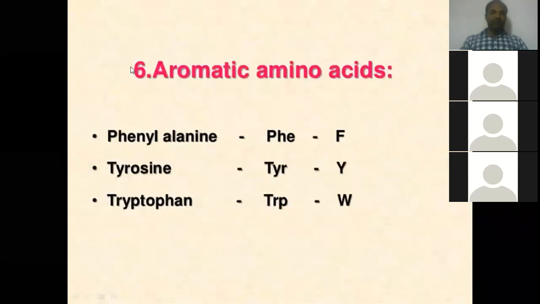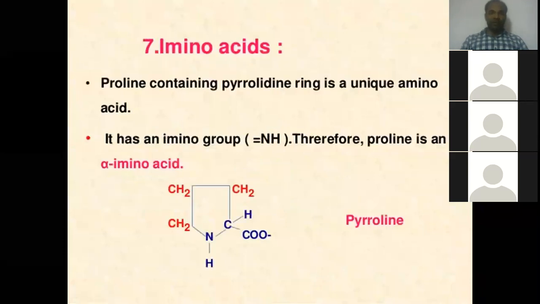Sixth category of amino acid, that is the aromatic amino acids. The aromatic amino acids like phenylalanine, which is indicated by capital F, then tyrosine, which is indicated by capital Y, and tryptophan, which is indicated by capital W. Last category, that is imino acids. Imino acids having one example, that is proline.